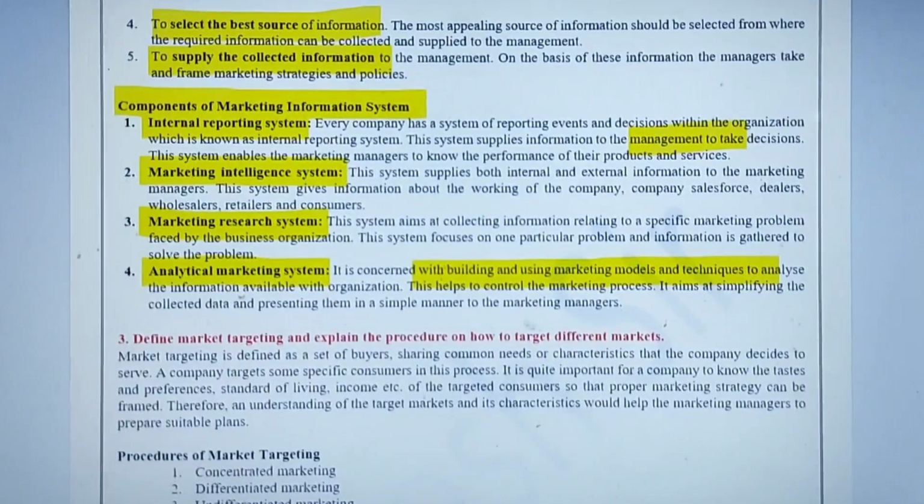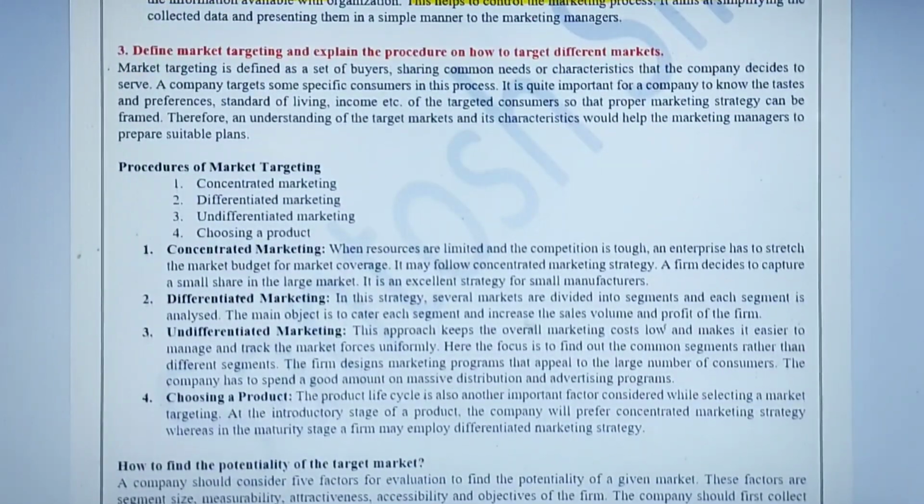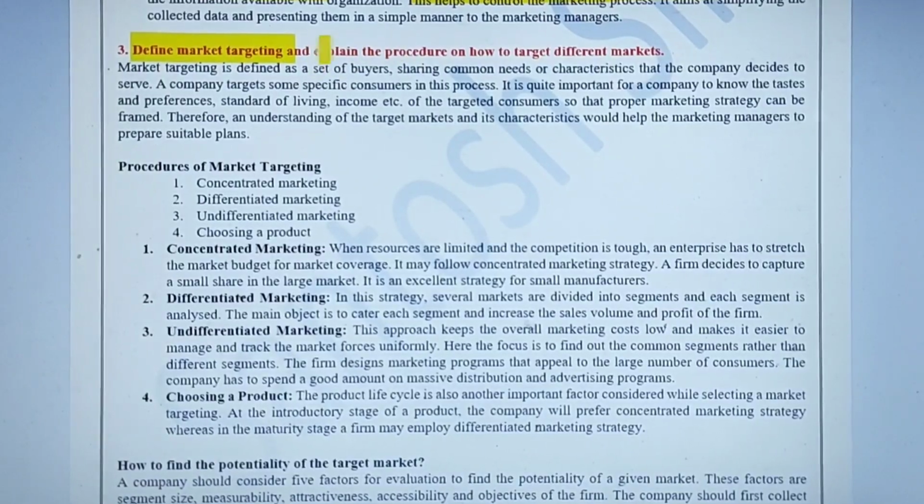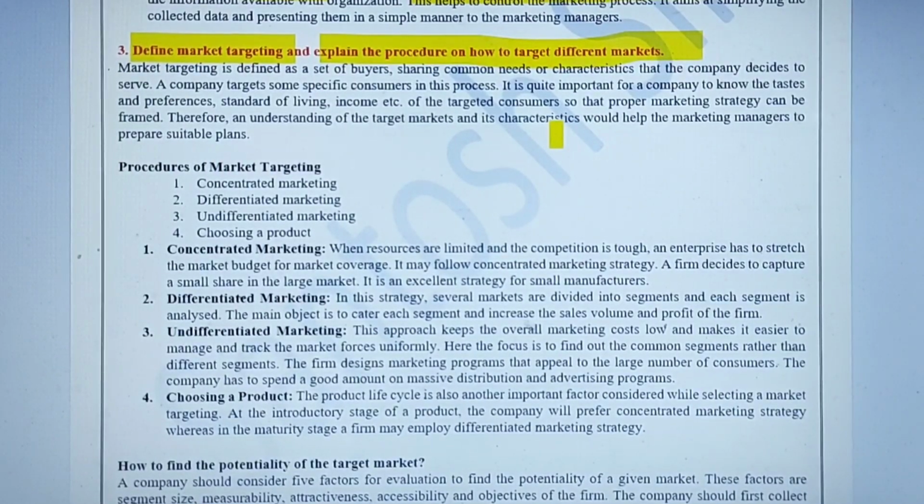Very important question for this June exam. The third question: define market targeting and explain the procedure on how to target different markets. Very common question, quite a lot of the time it comes in the exam. First of all, try to understand what market targeting is.